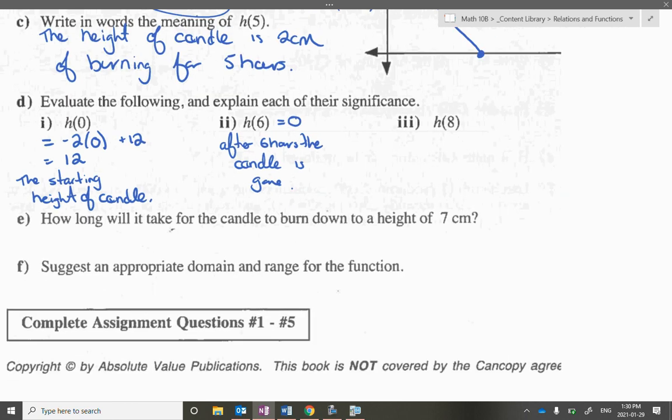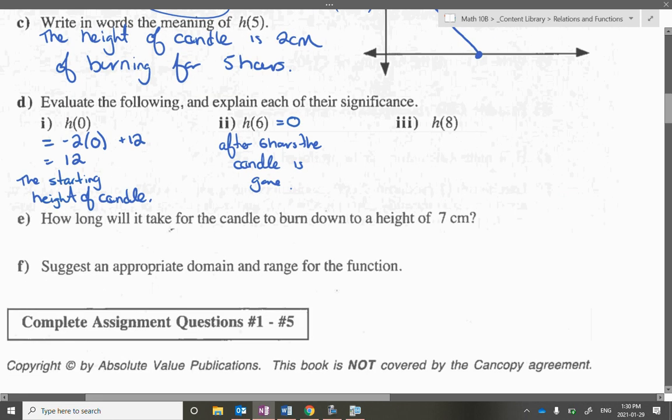H at 8, when we plug in 8 here, we get -4. Can I have a negative height of a candle? No. So there will be questions like this, and your answer is there's no meaning.